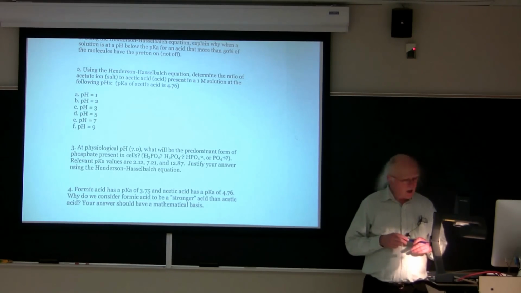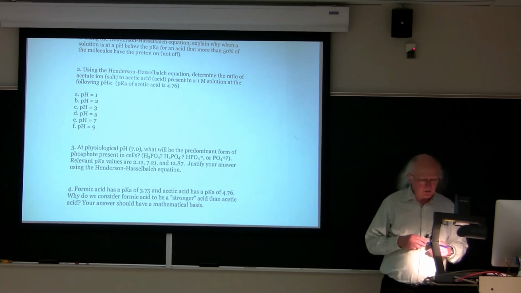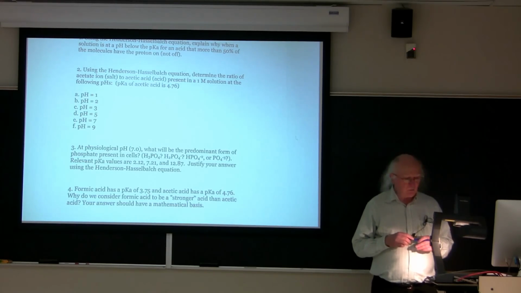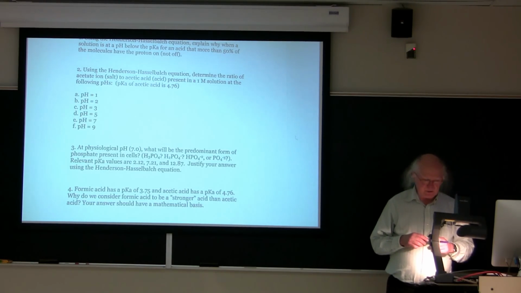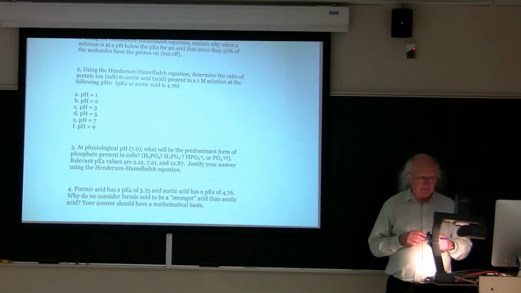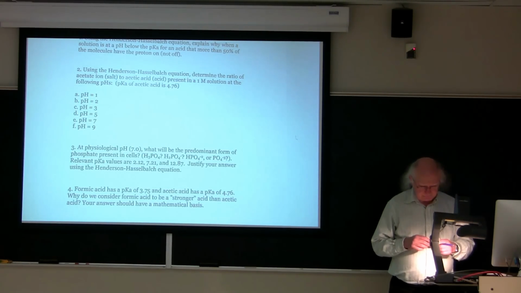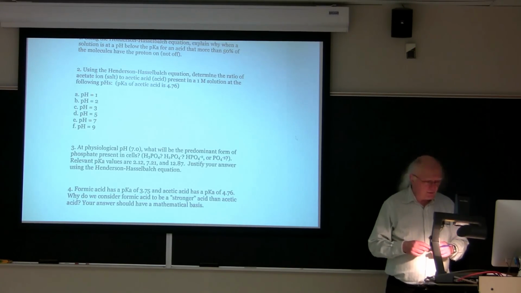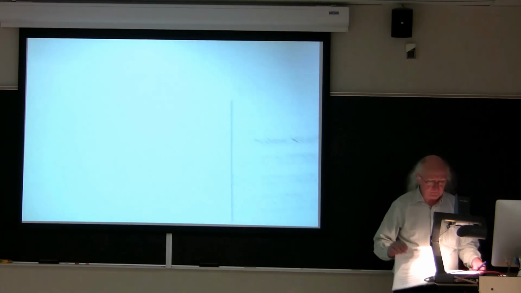Problem number 2 says that using the Henderson-Hasselbalch equation, determine the ratio of acetate ion, salt, to acetic acid present in a 1 molar solution at the following pHs. And then it gives the pKa of acetic acid as 4.76. Well, as you see as I go through this, there's a pattern to how these things play out. But let's take a look at that problem.